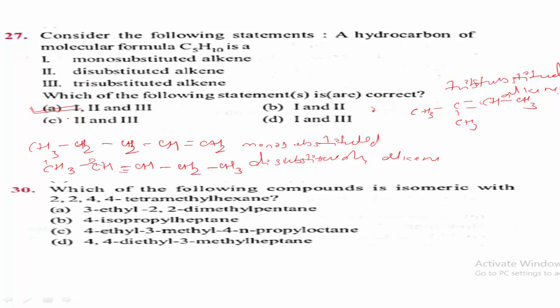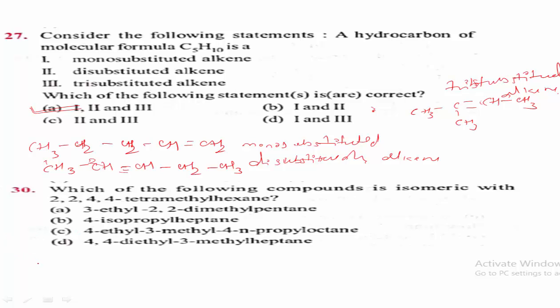Option A, 3 ethyl 2 dimethyl pentane; option B, 4 isopropyl heptane; option C, 4 ethyl 3 methyl 4 N propyl octane; and option D, 4 diethyl 3 methyl heptane. Yes students, observe carefully. What is the structure? 2244 tetramethyl hexane.